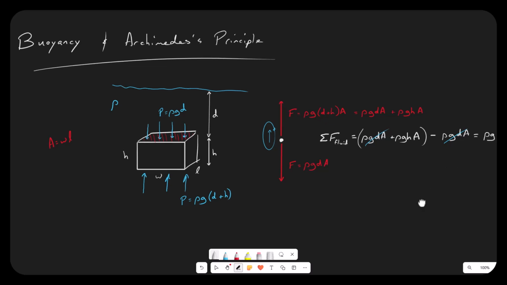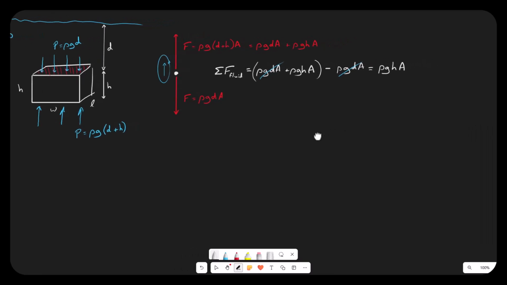Now I want to look at just what that is. H times A is the height times the area. This thing is the volume of the box. This works, but this actually only works because the whole box is underwater. So let me do just a little bit more with that.